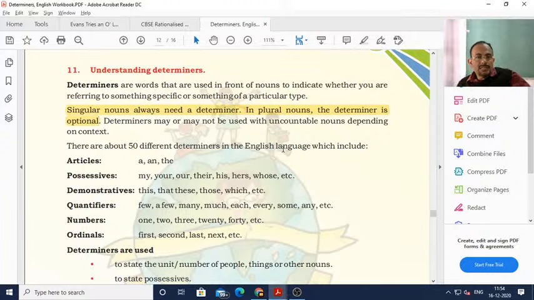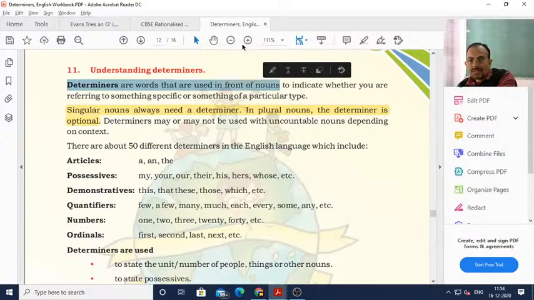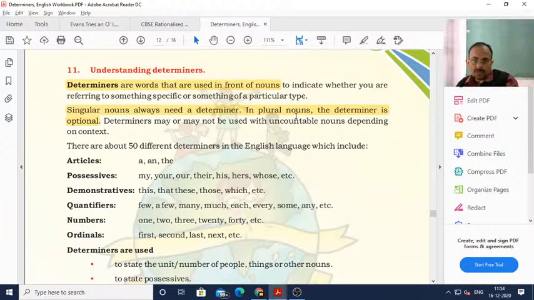Determiners, what are determiners? Determiners are used in front of nouns or before nouns. So if someone asks you to define determiners, how will you define? You'll say determiners are those words that are used in front of nouns. This is the shortcut definition of determiners. Determiners are used in front of nouns to indicate whether you are referring to something specific or something of a particular type. As the word suggests, determine, it determines something. So determiners are used before nouns.